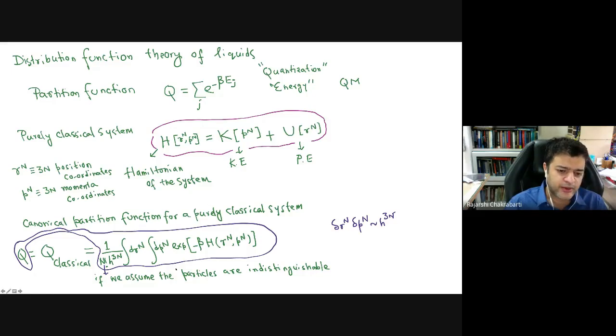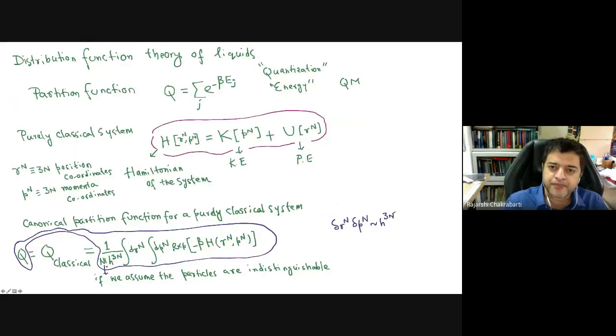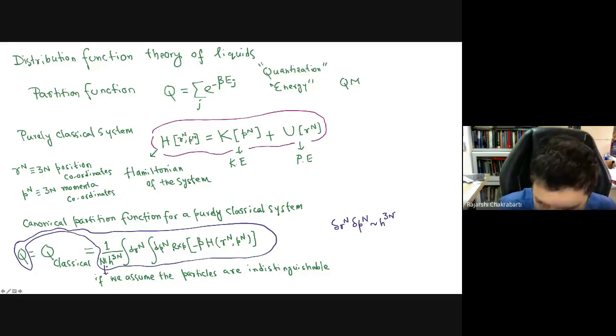So then you can calculate this partition function, which I'm calling the classical partition function, but assuming the particles are indistinguishable. So you have N factorial, and I divide by h to the power of 3N because you have to take care of the dimension. And essentially, it is the integral of the exponential of minus beta H, this Hamiltonian, integrated over all position and momentum coordinates. Okay.